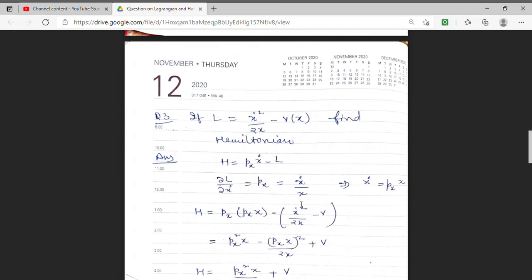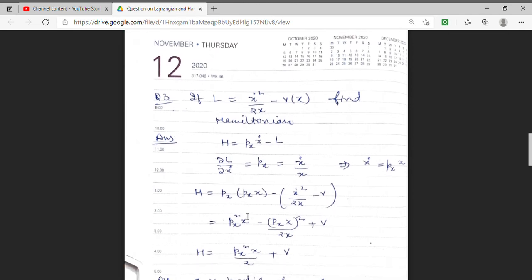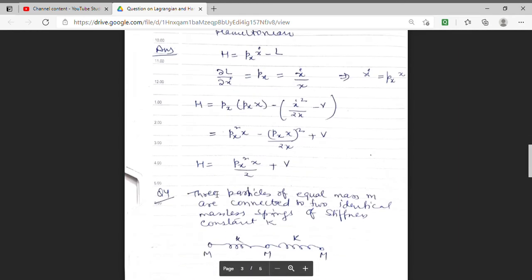Hence my Hamiltonian, which is Px x dot minus L, on substituting the value of x dot and L, comes out to be H equal to Px square multiplied by x divided by 2 plus V. So we must know the relation between Lagrangian and Hamiltonian of the system in order to solve the problems.